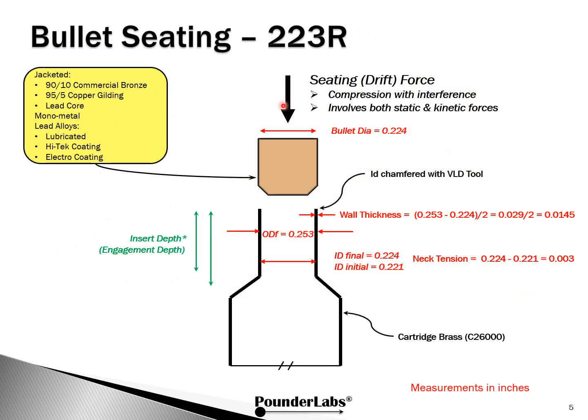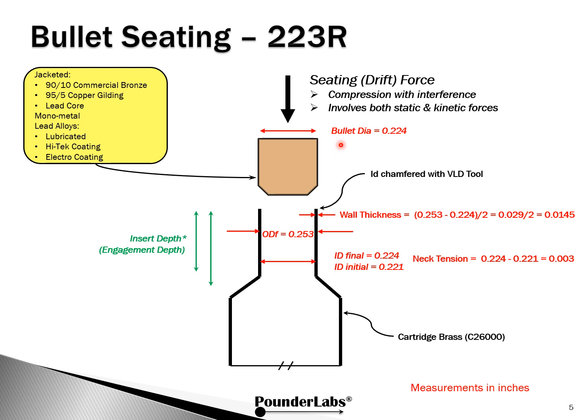Let's take a closer look at bullet seating and using the 223 Remington as an example. This is the seating force coming down here. We call it the drift force. In material sciences, this is called compression with interference. It involves both static and kinetic forces.